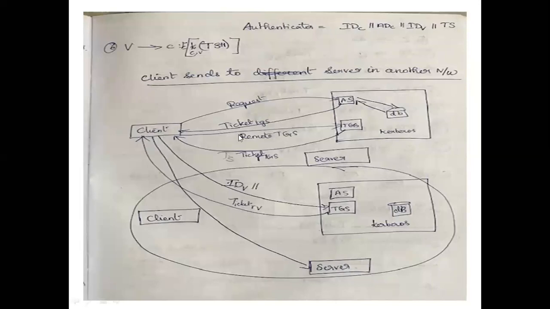Now this client will access the TGS using this ticket and it will request for the remote server's TGS. So again, this will send, here you have to write remote ticket TGS. So here the TGS will send the remote TGS. With that, the client can contact the TGS and get the server ID and it will process the data. So one small change in the diagram is this: remote TGS has to be entered here.